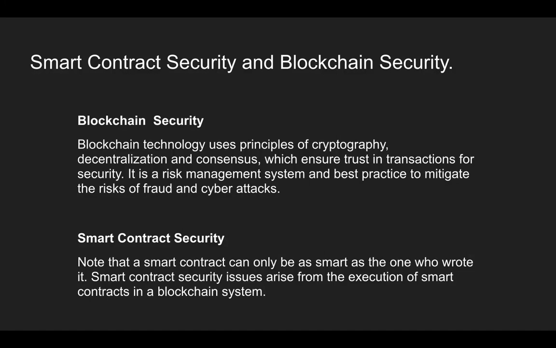So basically, smart contract security has to do with the smart contract, not the blockchain. We can call smart contract security issues human error. Yes, we can call it human error. And that is why a smart contract can only be as smart as the person who wrote it. And this arises from the execution of smart contract functions in the blockchain system.